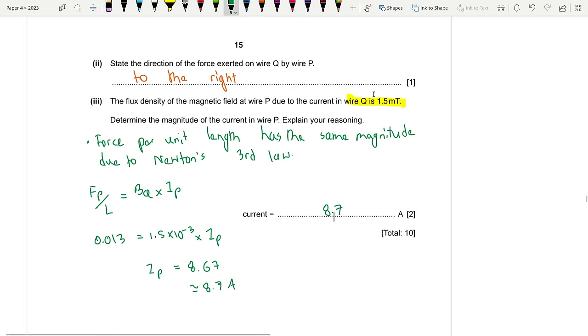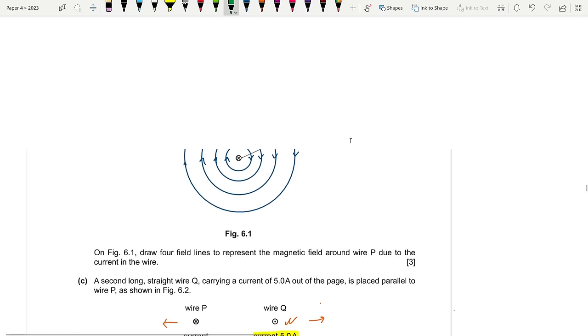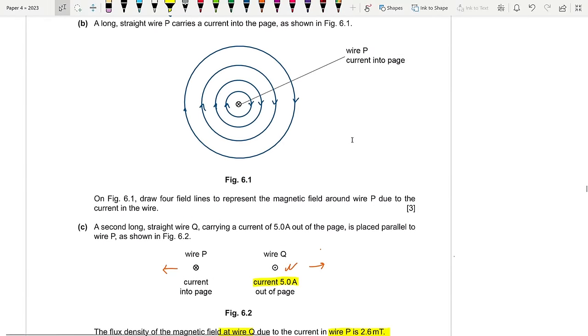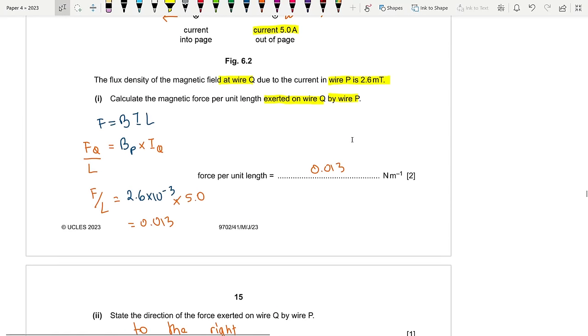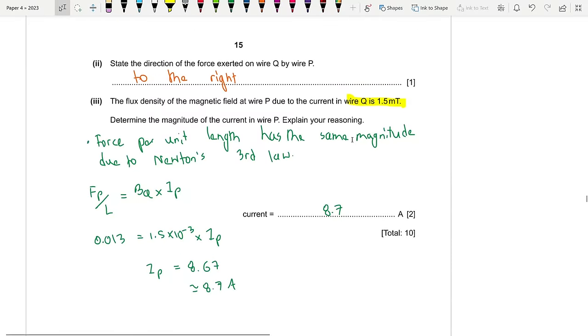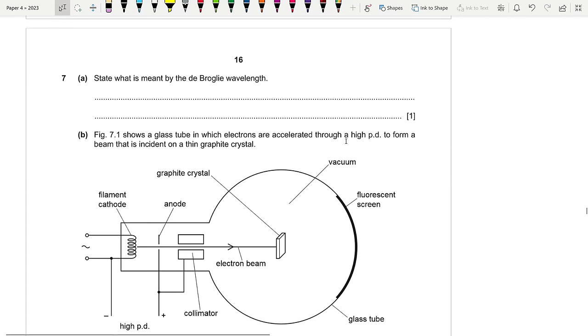Really good question, in my opinion, and good for practice. Everyone should look into this if they want to revise parallel wires carrying current. Alright, let's move on to question number 7.